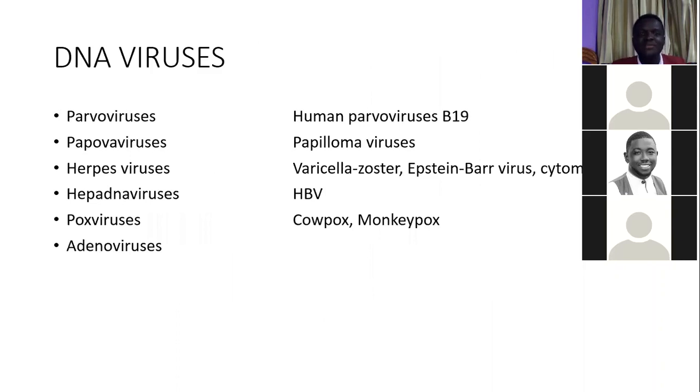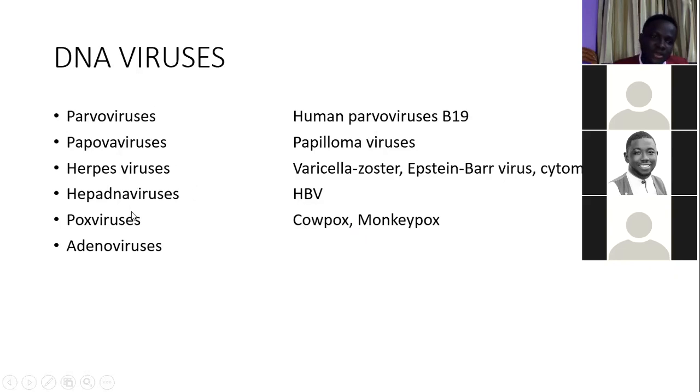Based on this, we have so many groups of viruses. We are having the parvovirus. Remember, the most important member of the parvovirus is what? Human parvovirus B19. We are having papovaviruses. You have heard of papilloma virus. We also have a group called the herpes viruses. It is where the varicella zoster is, Epstein-Barr virus, cytomegalovirus. We are having hepadnaviruses. These viruses include the hepatitis B virus. We are having the pox virus. This is the cowpox and the monkeypox.